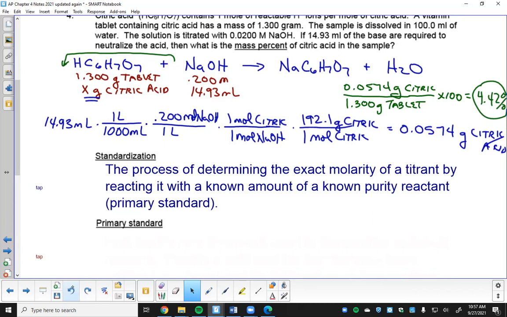So to give you an idea of how we're going to do that in the lab, we're going to be using some sodium hydroxide in the lab. And sodium hydroxide does not come pure. They don't even tell you what the purity is on it. You can't order it in a high purity sodium hydroxide either. They just know it's not pure. I don't know if the manufacturing process is part of the problem.